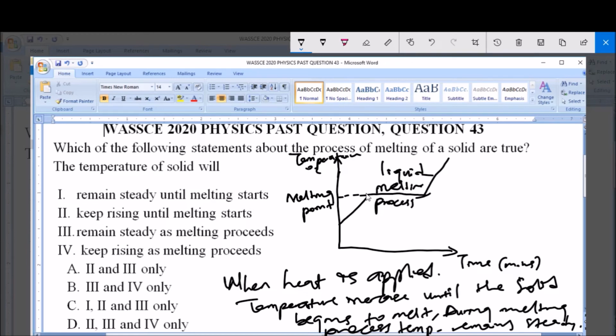Now from this, you see that statement 2 is correct, that is, keep rising until melting starts. It keeps rising until the melting starts. So statement 2 is correct. Statement 3 says remain steady as melting proceeds, which is also correct. It remains steady as the melting proceeds. Now statement 1 says remain steady until melting starts, which is wrong, and statement 4 says keep rising as melting proceeds, which is wrong. So option A is the answer to this question, that is, statements 2 and 3 only are correct.